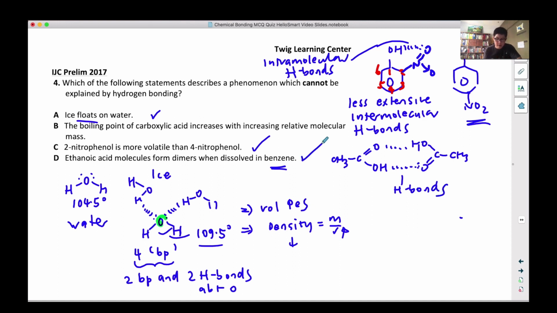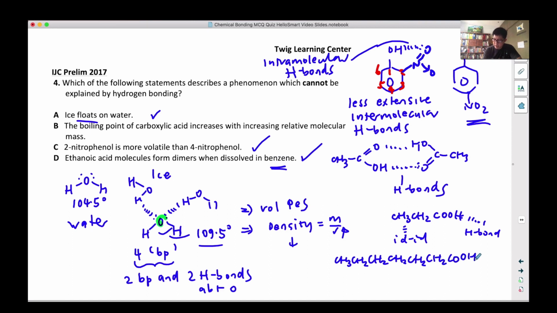Why is B wrong? The boiling point of carboxylic acid increases with increasing Mr. So for carboxylic acid, let me draw one simple carboxylic acid. This part of the carboxylic acid will form H bonds, and this part of course will form id-id. As the Mr increases, let me draw another molecule of carboxylic acid which has a much longer carbon chain.